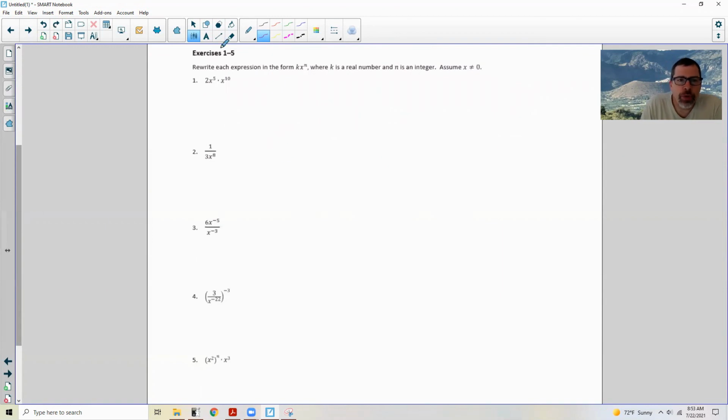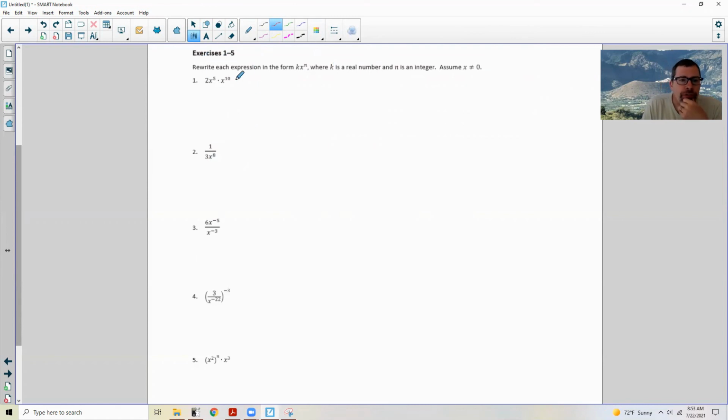So here we go. Rewrite each expression in the form k x to the n, where k is a real number and n is an integer. Assume that x does not equal 0. Okay, because like here, if x were 0, 0 to the 8th power is 0. 0 times 3 is 0. 1 divided by 0 is undefined. So x cannot be 0.